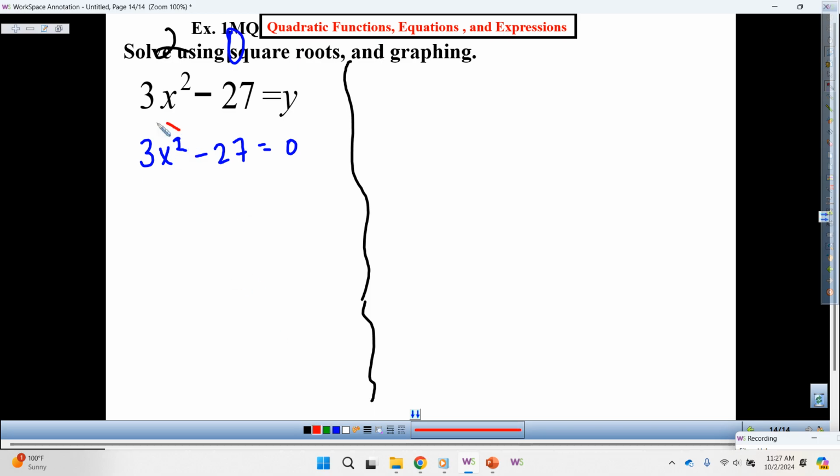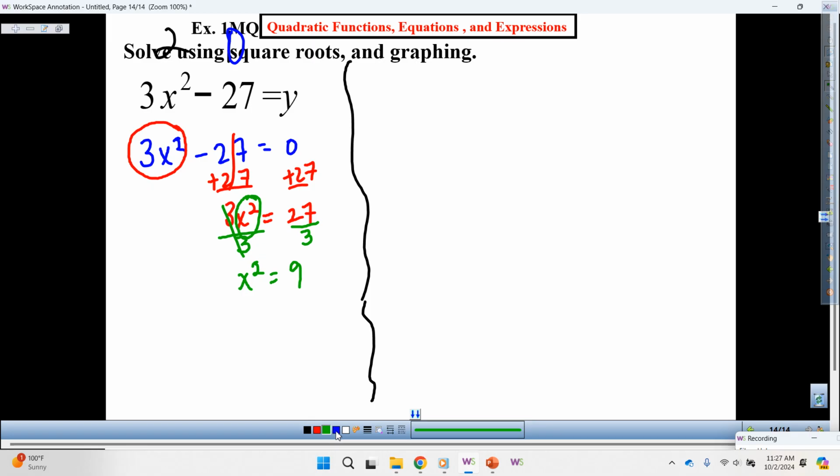Process. We need to leave the x by itself. So how do I cancel this negative 27? By adding 27 to each side. Therefore, 3x squared equals 27. I still need to leave the x by itself. What is the 3 doing? It's multiplying. What is the inverse? Divide by 3 to both sides. X squared equals 27 divided by 3 is 9. And now, what is this method called? Square roots. That's why the last step we do square roots to both sides. This cancels that. X equals plus minus 3.